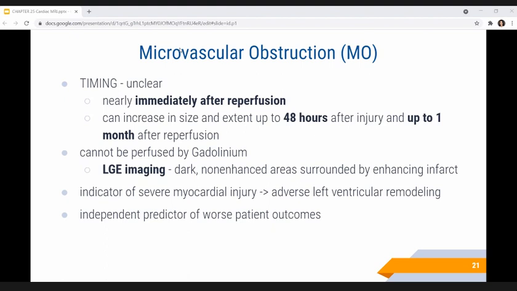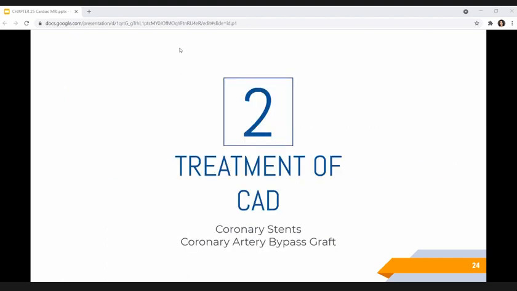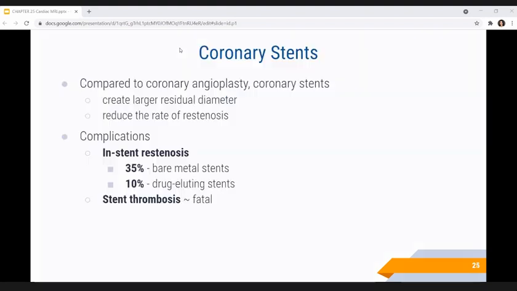It's an indicator of severe myocardial injury, often leading to adverse left ventricular remodeling, and it's an independent poor prognostic factor. Now we move on to the treatment of CAD. Compared to coronary angioplasty alone, coronary stents are larger, create a larger residual diameter, reducing the rate of restenosis. Complications include in-stent restenosis and stent thrombosis.